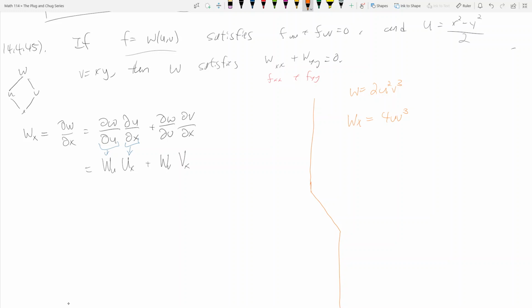And then u sub x, okay, so here's u. u sub x is going to be equal to, well, take the derivative with respect to x, and you get 2x, but then divide by 2, so you just get x, right?